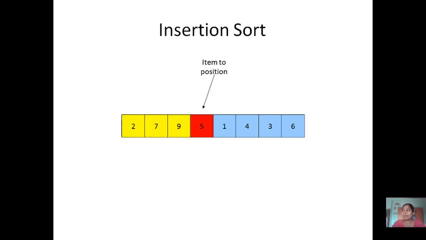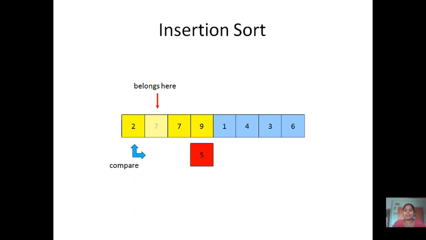Now we will take 5 as a temporary variable. Now we will compare 9 and 5. 9 is bigger, so 9 is moved. So 7 and 5 are compared, 7 is bigger, it is moved. And 2 and 5 are compared, but 2 is the lesser value, so 5 is placed in between 2 and 7.